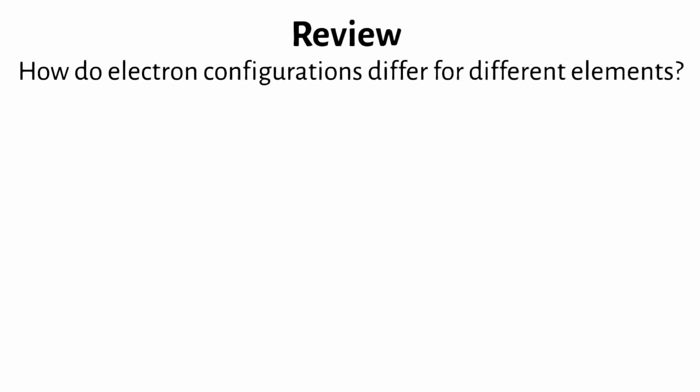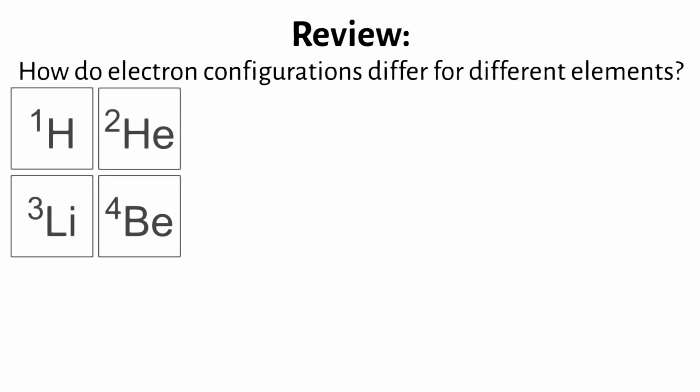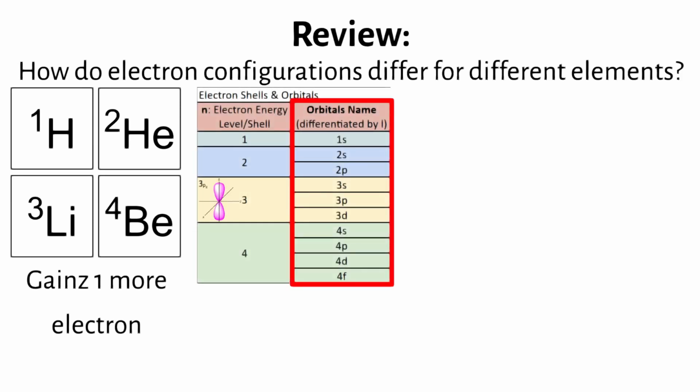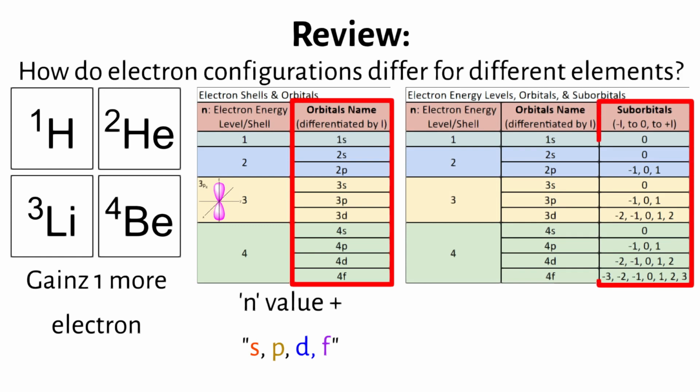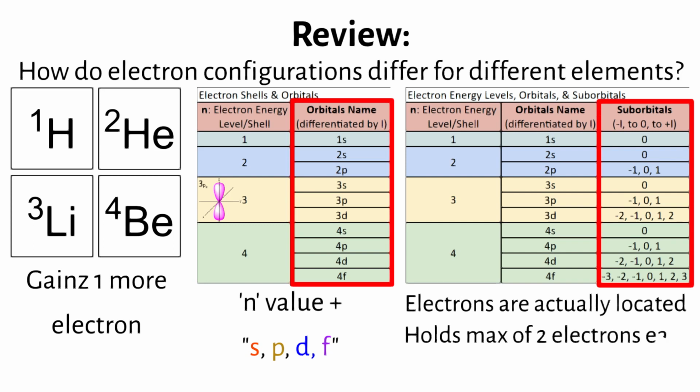Before we go through examples, let's review. First, we must know that as atomic number increases, each element gains 1 more electron. Orbitals are named using their n value followed by a letter that represents the orbital type: s, p, d, or f. Each type of orbital is divided into suborbitals, which are the specific regions where electrons are actually located, and each suborbital can hold a maximum of 2 electrons each.